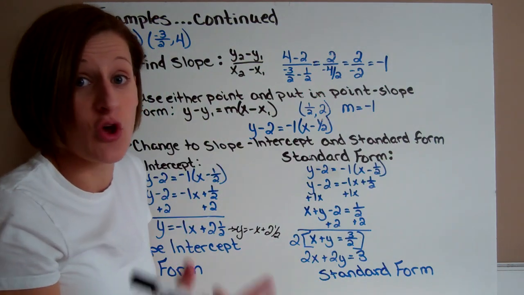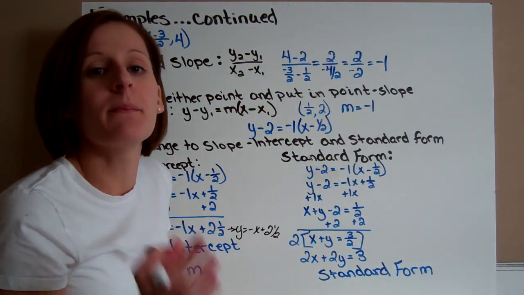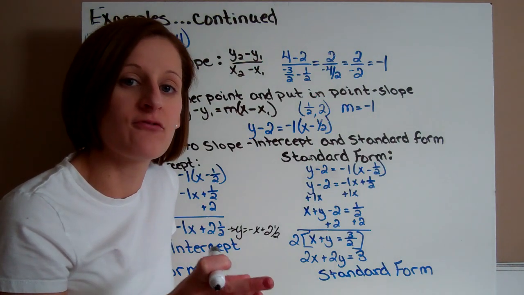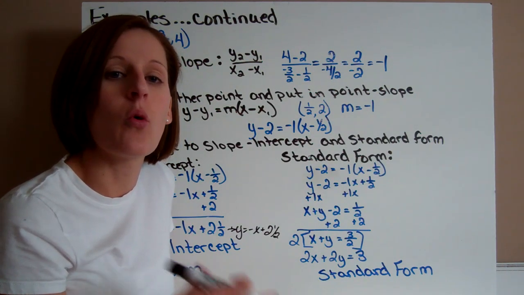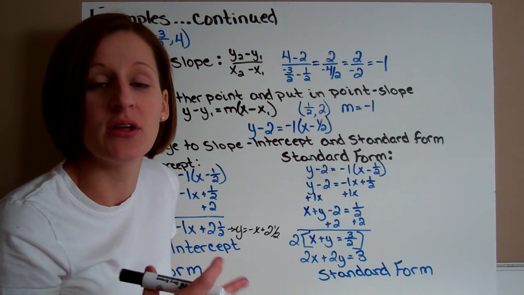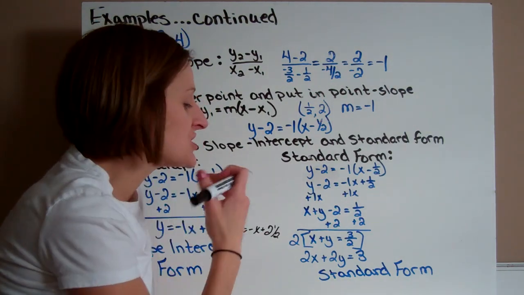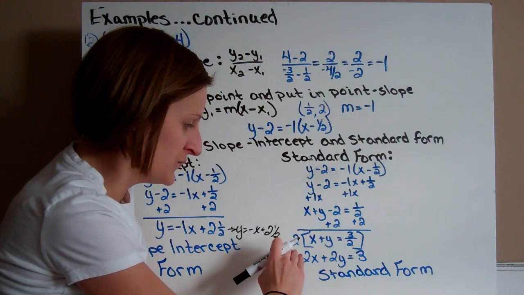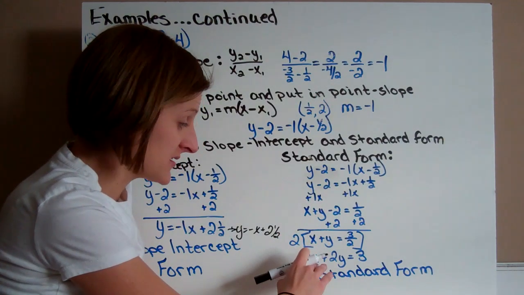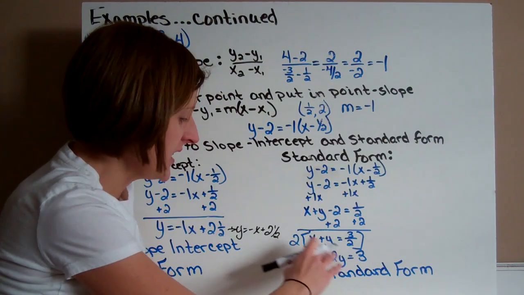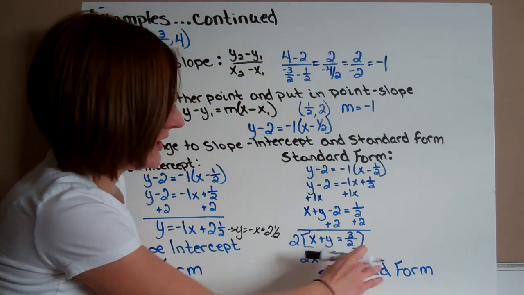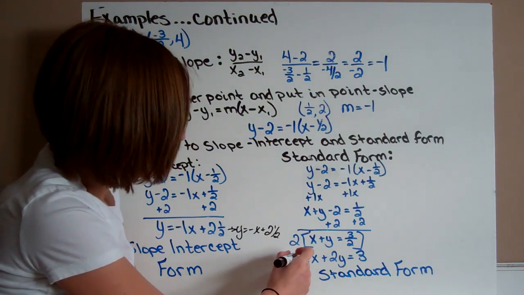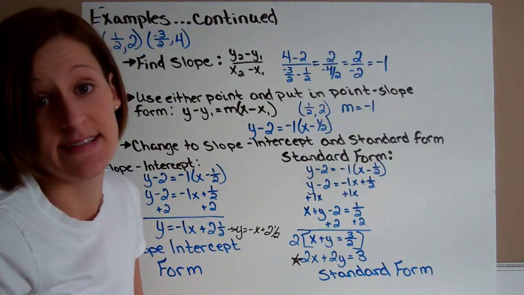Now we know it's 2 1/2, but remember, we can't have a fraction, or a mixed number, or a decimal in standard form. So to change that, I multiply the whole thing by 2. So 2 times x is 2x, 2 times y is 2y, and 2 times 5/2 is 5. So that right there gives me my final answer in standard form.